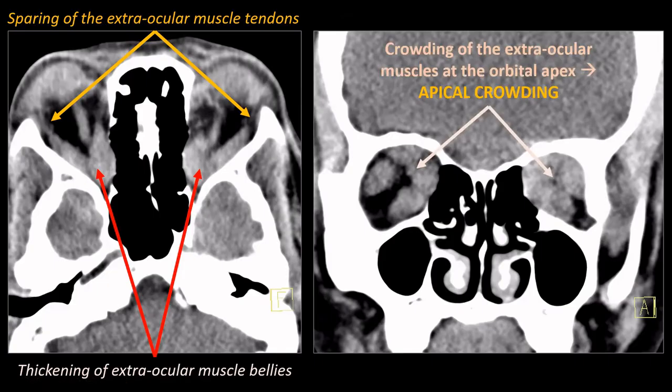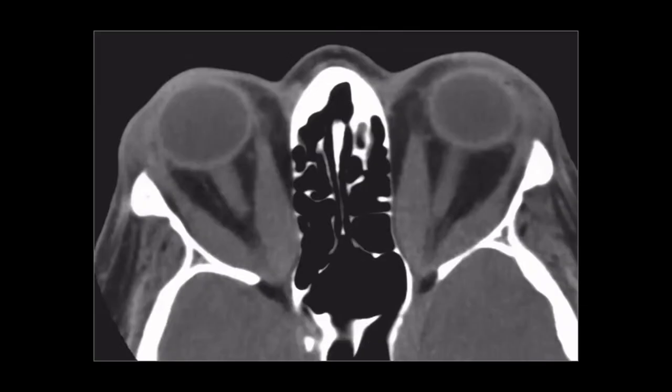And this appearance is called apical crowding, crowding of the extraocular muscles at the level of the orbital apex, causing compression of the optic nerve. And apical crowding can lead to compressive neuropathy of the optic nerve and visual loss. So it's an important thing to evaluate on the CT scans of patients with thyroid eye disease due to the risk of compressive optic neuropathy.